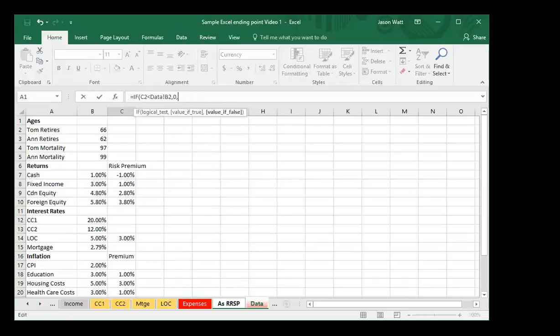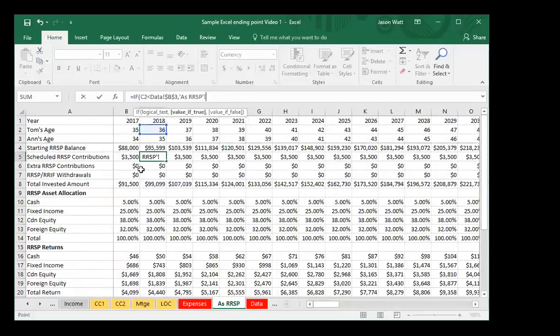the previous year's value. Oh, sorry, I'm in Anne's RSP here. I should make that based on Anne's retirement age. Sorry about that. Anne's retirement age, I'll F4 that. And so if that's less than her retirement age, then we're going to have contributions continue. Sorry about that. And so then we pop back to her sheet and we say, all right, then it's based on the previous year.